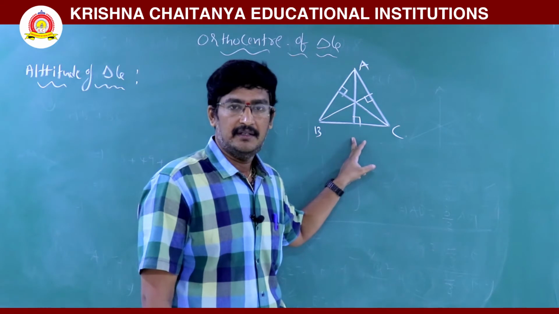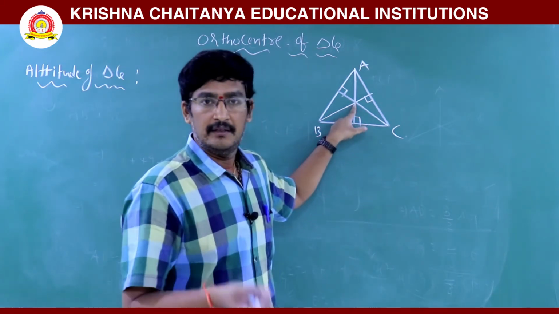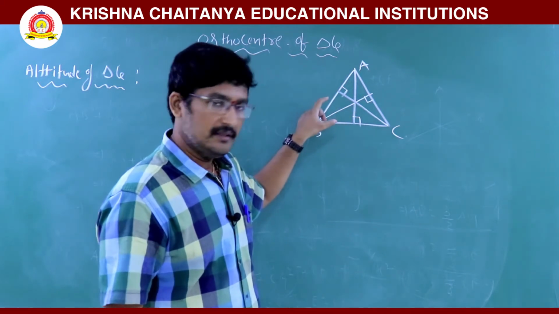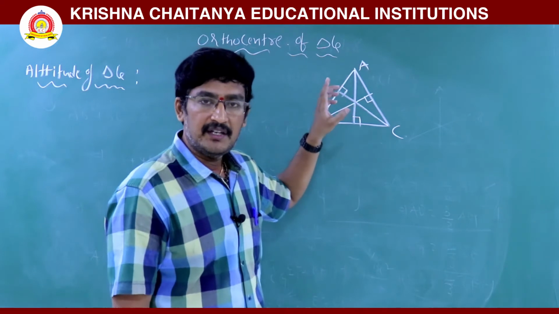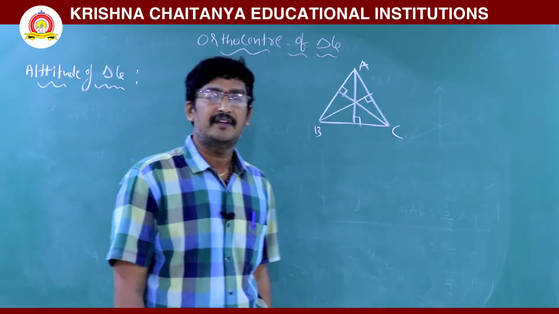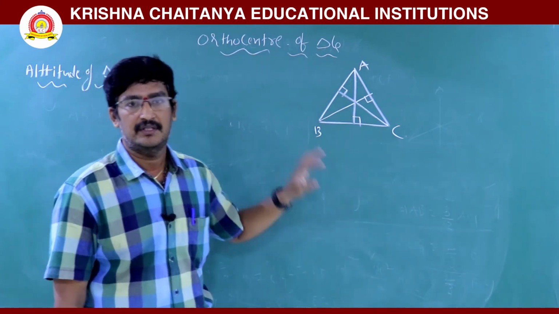How many altitudes are there? 3 altitudes are there. Those 3 altitudes of a triangle meet at one point. That point of concurrency of altitudes of a triangle is called the orthocenter of the triangle. That is the definition of orthocenter.